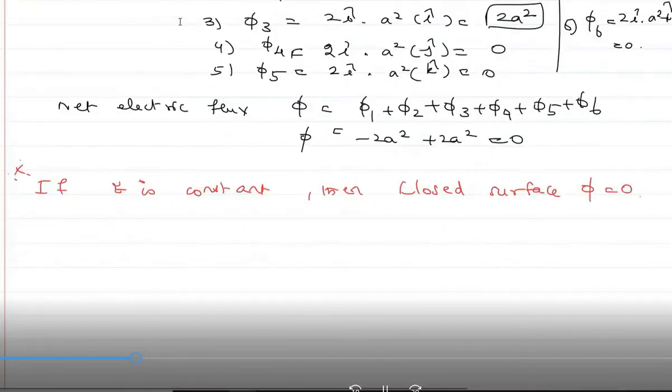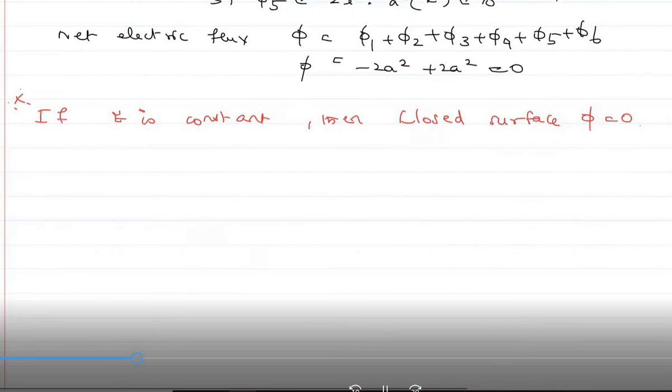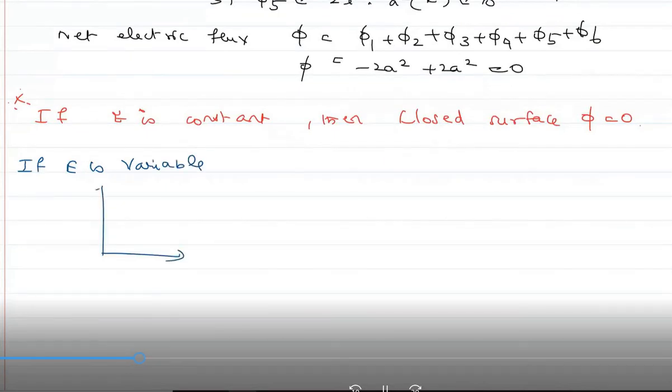But it is not true when the electric field is not constant. If the electric field is variable, I won't do all these things, you know. For faces 2, 4, 5, 6, it will be 0. But remember this point alone.